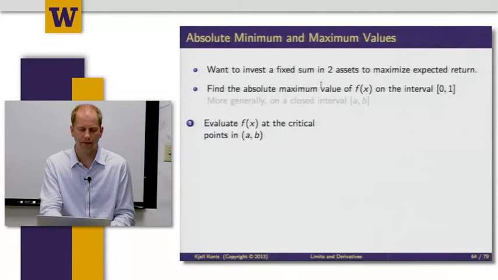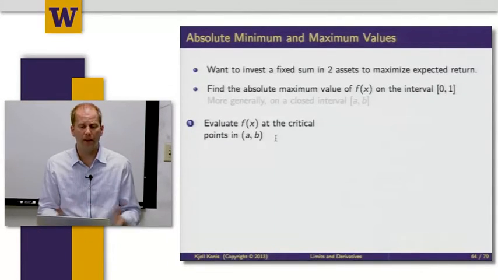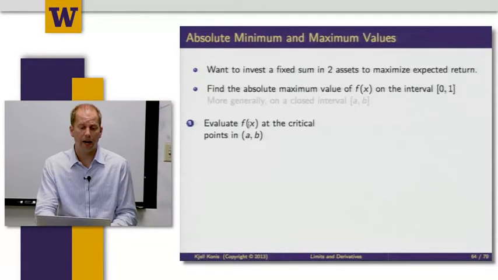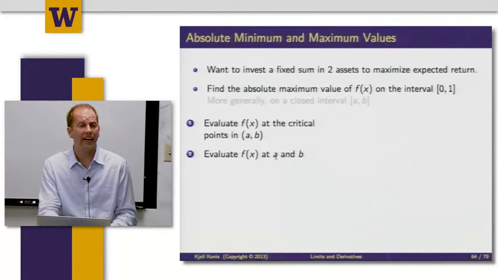So if I want to find all of the minimum and maximum values of this function on 0, 1, the approach I'm going to use is first find all of the critical points on the open interval 0, 1, and evaluate f of x there. And I also need to evaluate f of x at a and b. So a and b are the endpoints. So I need to evaluate f of 0 and f of 1.